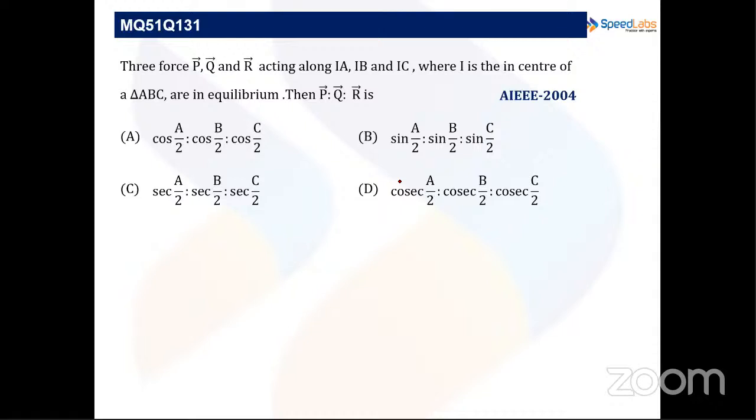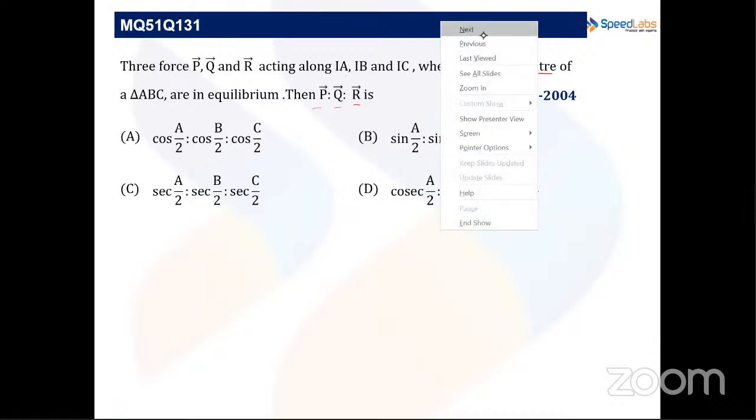Going to the next question. The next question is, we are given the three forces P, Q and R. These three are acting along IA, IB and IC, where I is the in center of triangle ABC, and are in equilibrium. Then find the relation between vector P, vector Q, vector R, or force PQR.